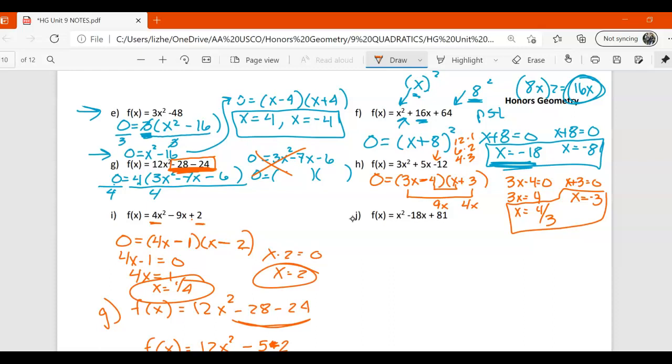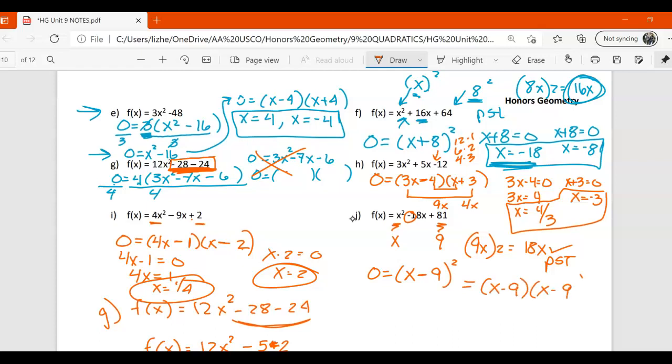Last one. This looks really similar to something we already did, but that's okay. This has a perfect square. This has a perfect square. The square root of x squared is x. The square root of 81 is 9. Multiply those together, double it, and you have 18x. So it's a perfect square trinomial. So I know this is going to factor like x minus 9 squared. So remember, technically that means I have x minus 9 times x minus 9. These two things mean the same thing. So therefore, x minus 9 is 0 and x is 9. There's your answer.